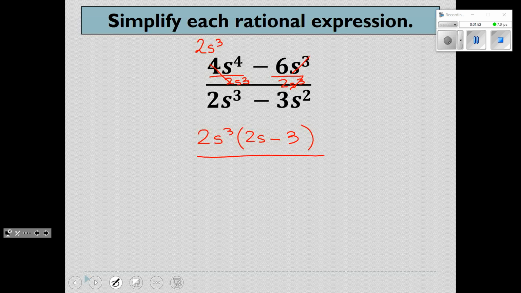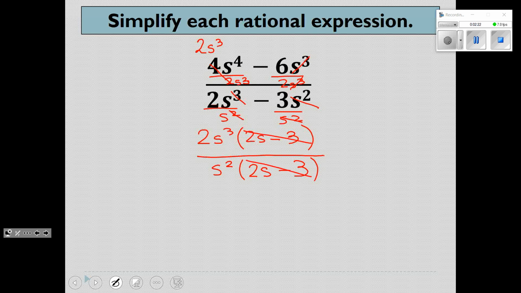On the bottom, greatest common factor of 2s cubed minus 3s squared. If you look, what do you think the greatest common factor would be? It is s squared. So now we're going to divide both terms by s squared, factor it out. That leaves us 2. This cancels out 2 of these, so that leaves us 2s in the first term. And these cancel each other out, so it leaves minus 3 in the bottom, which is really convenient because now we have two binomials that can cancel each other out.